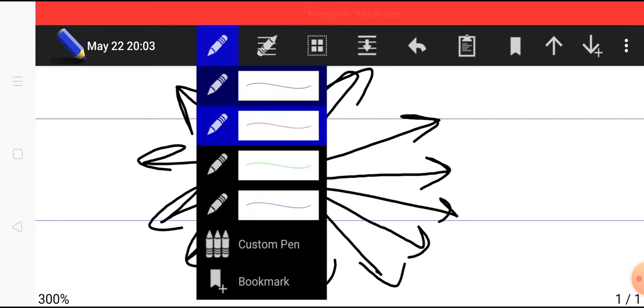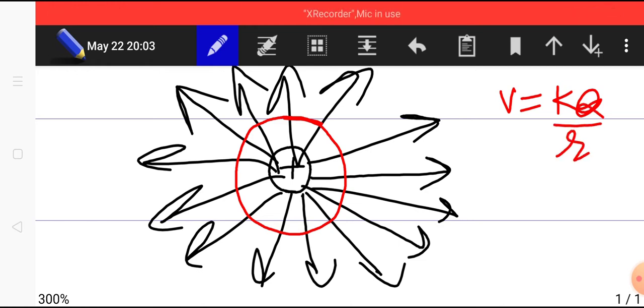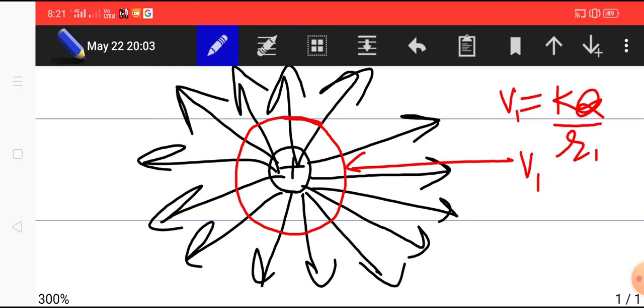I'll draw it in red color. So we know that if we consider a spherical surface of constant radius, according to the formula V = kq/r, the voltage of this particular surface is going to be the same, kq/r₁. So this is an equipotential surface which is in the form of a spherical shell around any charge. Similarly, this is also going to be an equipotential surface.